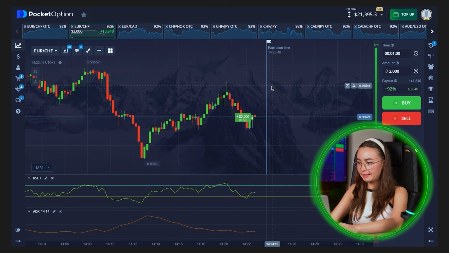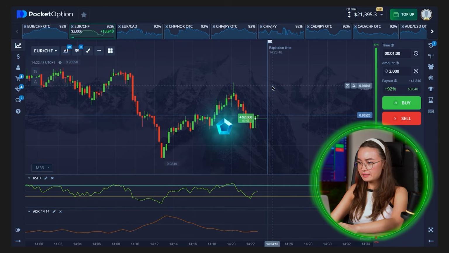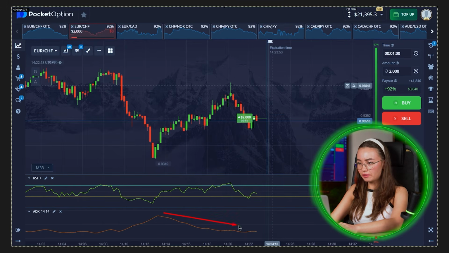Opening a long trade here. Let's see if it works out. ADX has been dropping this whole time during an uptrend. RSI recently hit oversold, so we expected the price to go up. And let's see what happens.